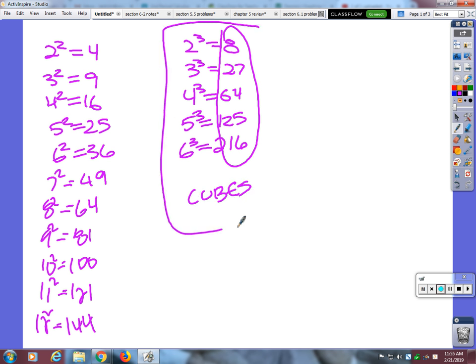Just this part right here, okay? So the numbers that you know the cube root of, or that you should know the cube root of: 8, the cube root of that is 2. The cube root of 27 is 3. The cube root of 64 is 4, and so forth. That's a 125. Can you guys see that?